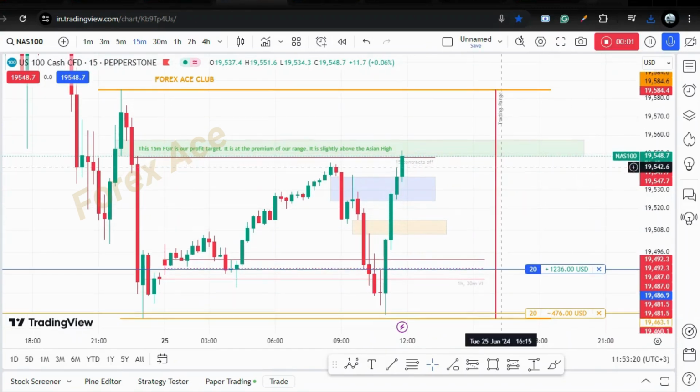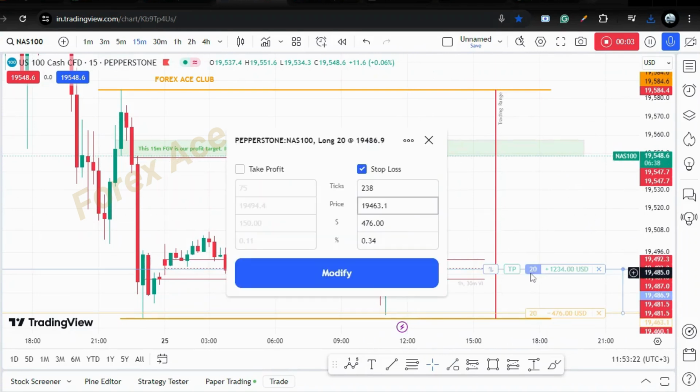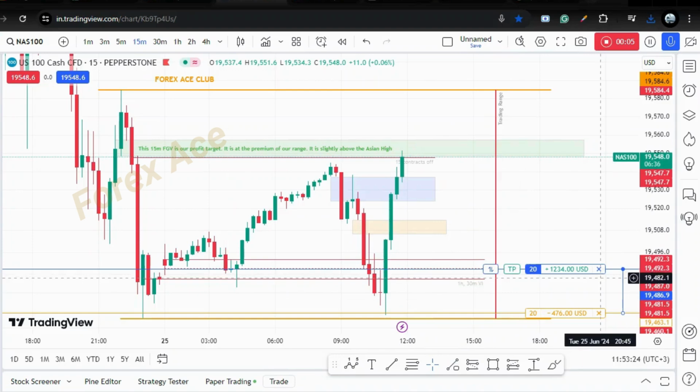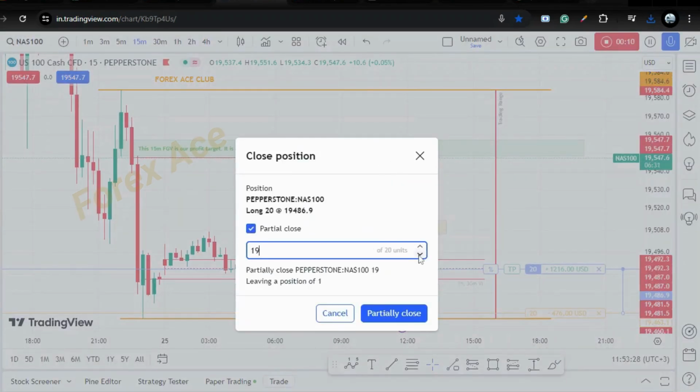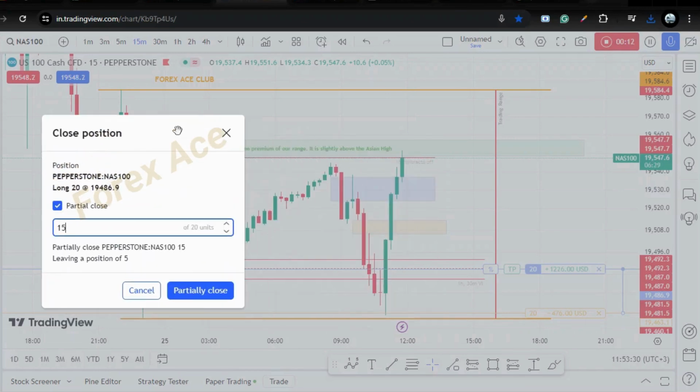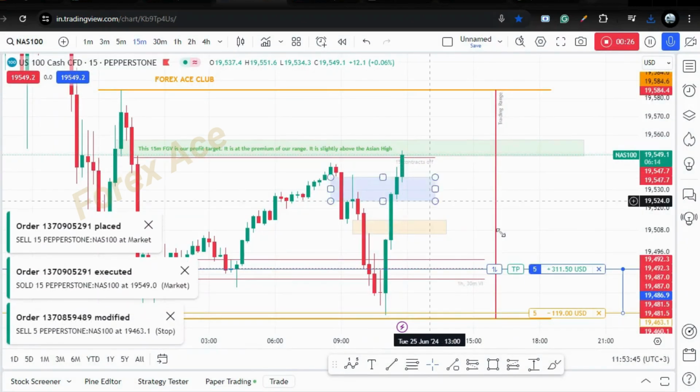Sorry, I got disconnected. You can see we penetrated through our area of interest. Now I'm going to remove 15 contracts. So let's just stick to the previous. I just want to see a push up a bit, then I can close it. I was slow, I was recording, and I got disconnected from the internet. Now I can close. Good.